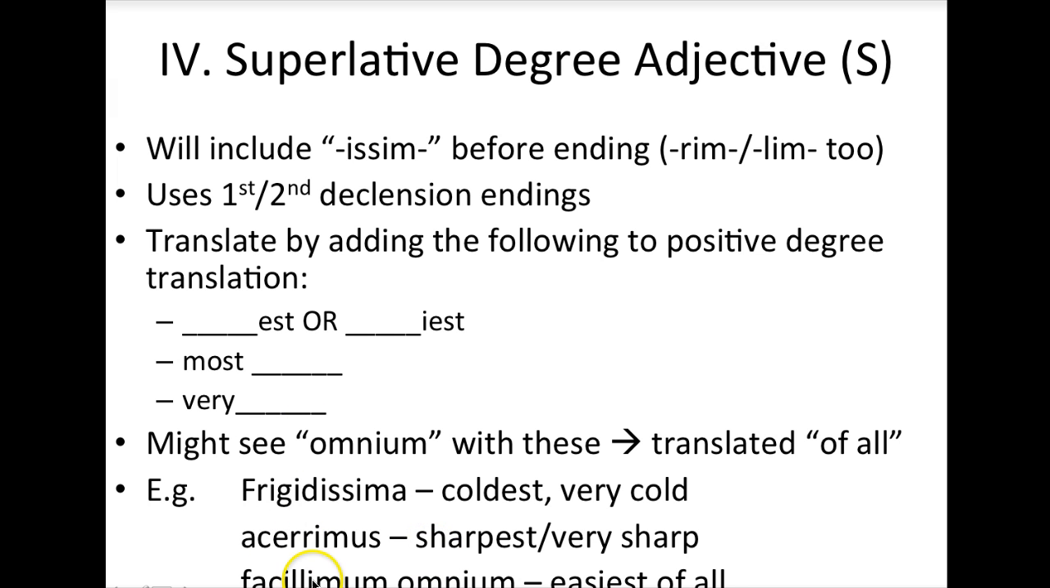Down here I gave you an example where you might see lim. So facilis, it means easy. So if we want to make that superlative, the stem ends in an L, facil. Okay, see that there? And that tells me I need to add the lim, not an issim. Lim would just sound better. So facillimum omnium, we have the easiest for facillimum, and then the omnium tells us of all. So that's kind of nice.